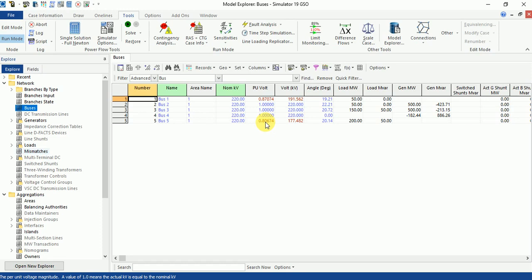There are several methods to improve the voltage at these bus bars. We can do that by adding capacitors at these bus bars. So let's add capacitors of 100 megawatts at these two bus bars. Bus number 1 has a value of 0.87 per unit, and bus number 5 has a value of 0.80 per unit. So let's add capacitors of 100 megawatts to bus number 1 and bus number 5.